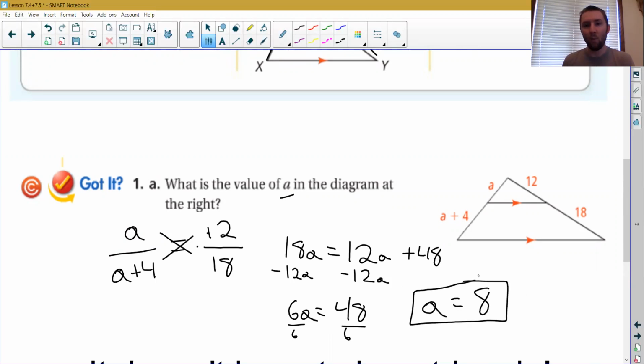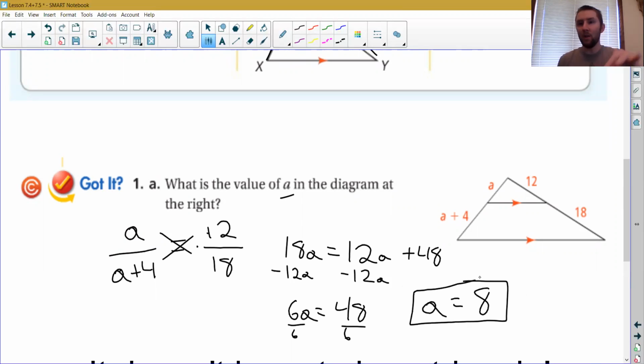Okay, so when we have a parallel segment to a side, we can set up a proportion for the pieces that the other sides are cut into, and then we can use that to solve for missing values, for variables, for missing lengths, etc.